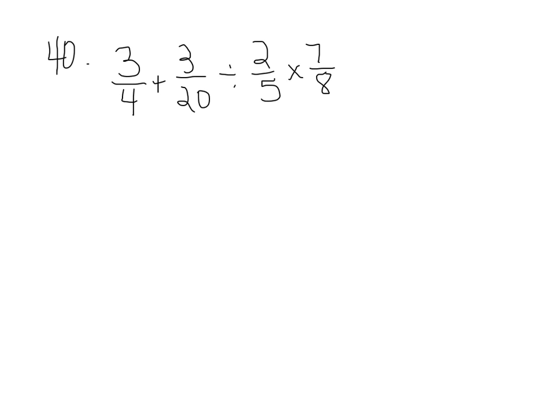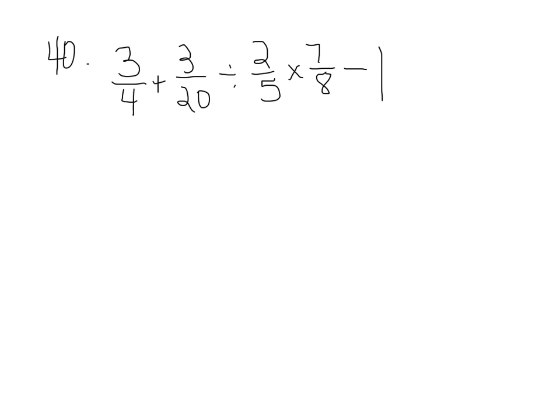Okay, we have 3/4 plus 3/20. What's next? Divided by what? 2/5. Times 7/8. Minus 1. What should we do with the 1? Well, just leave it. We'll leave it for right now.